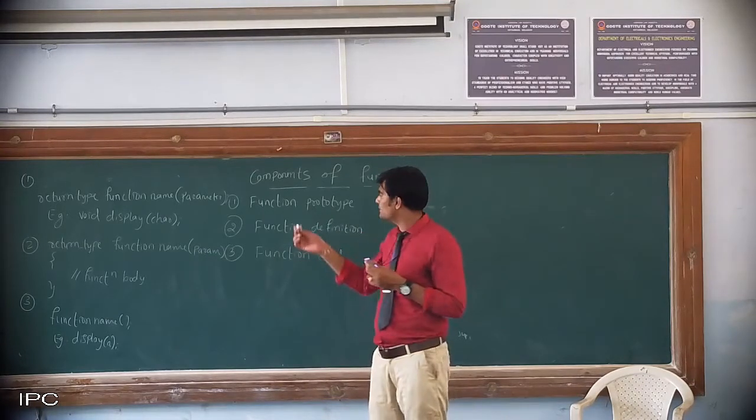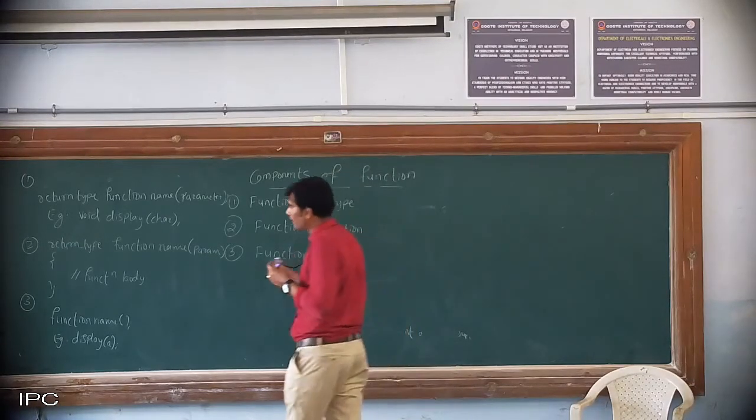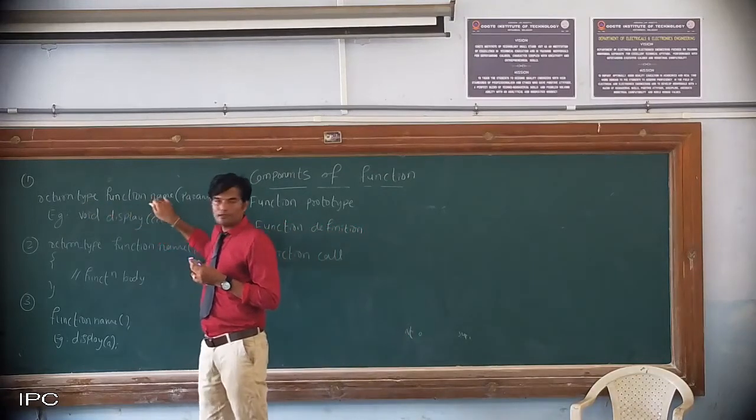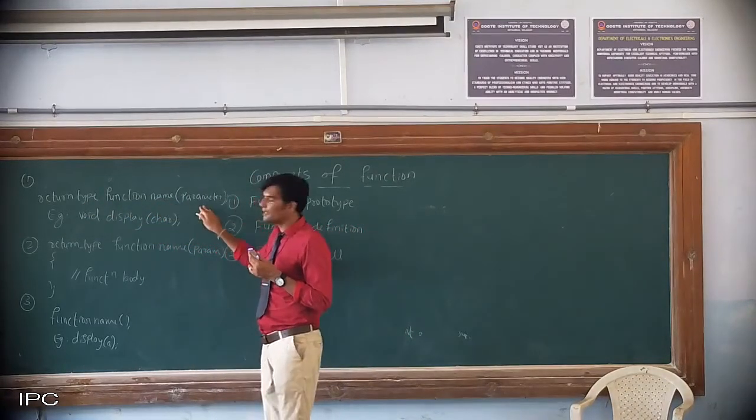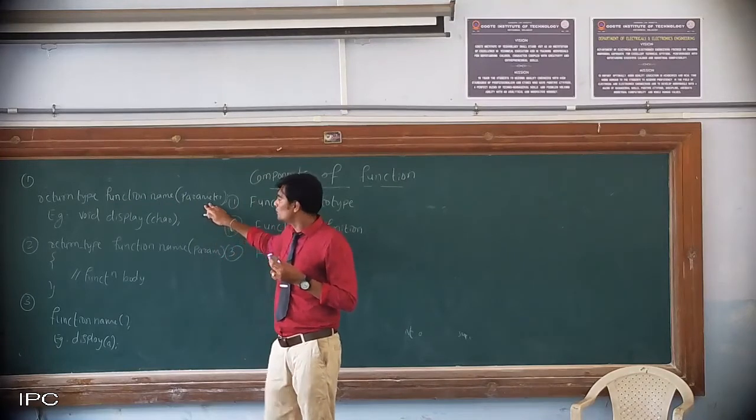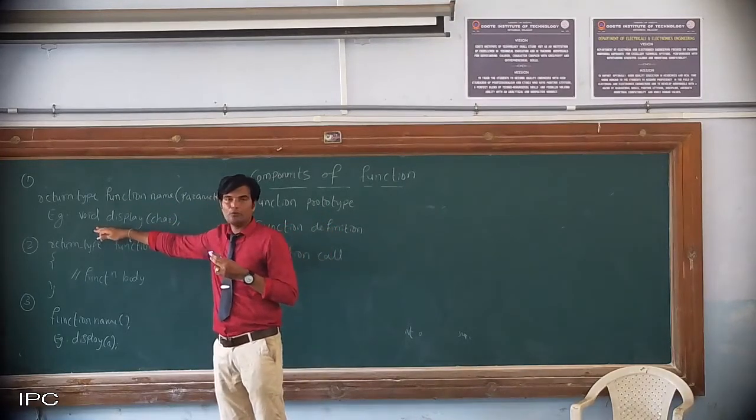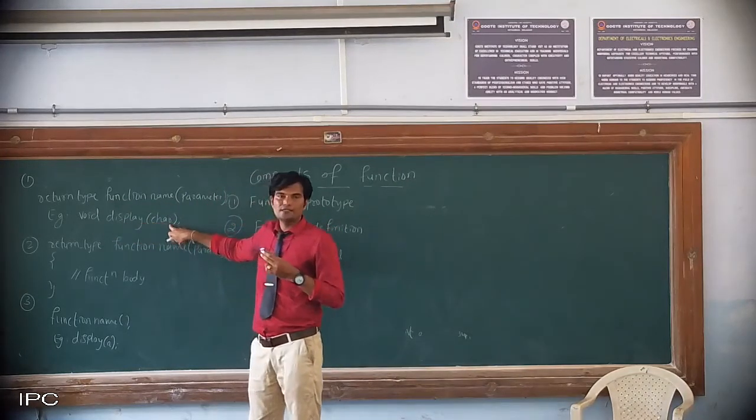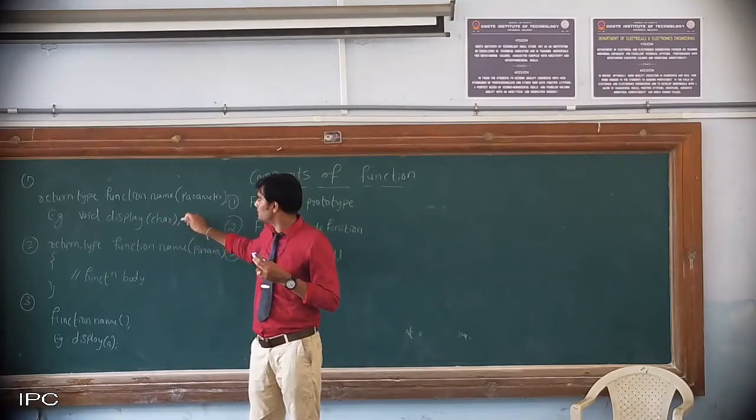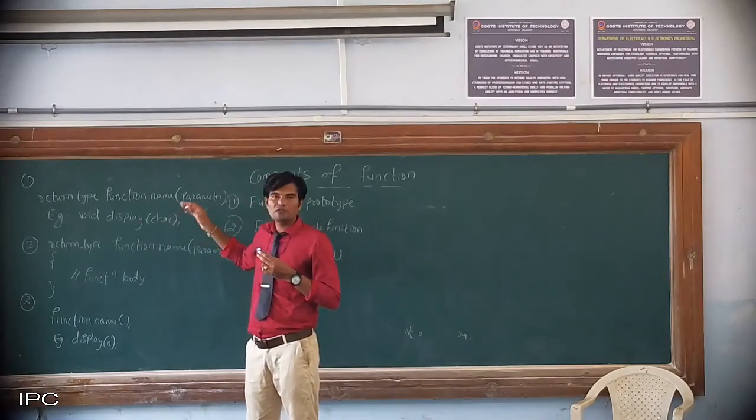So this is how we can declare a function prototype, where it has the return type, your function name, and then in brackets we have parameters. This is an example: we are specifying void, display, and then char. So this is the function prototype. This is how we declare a function prototype before the main function.